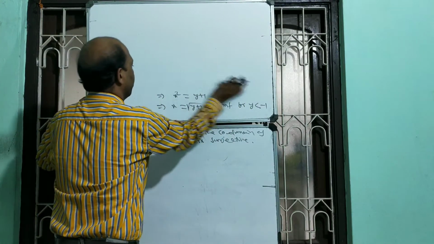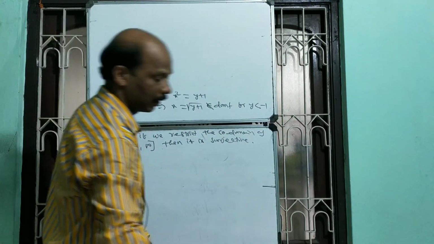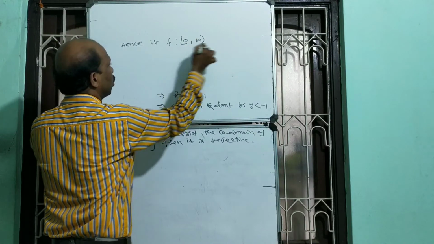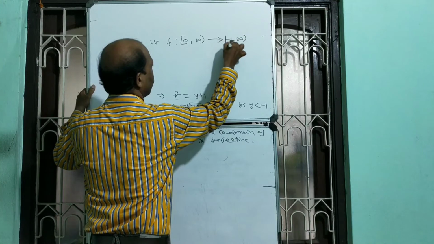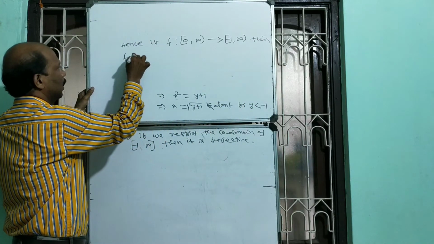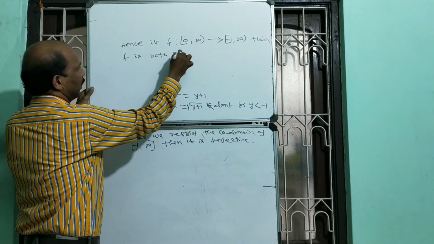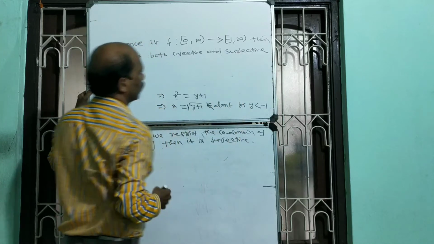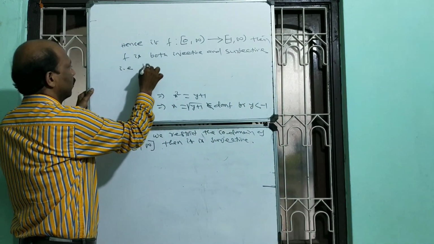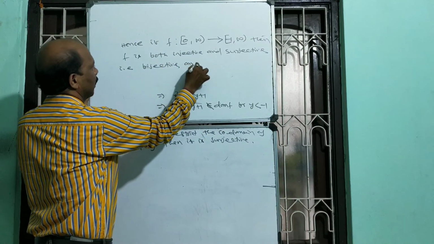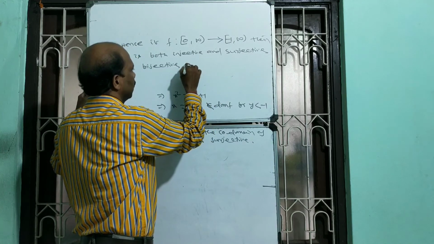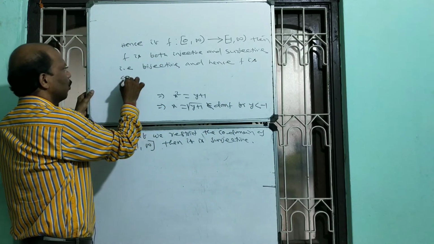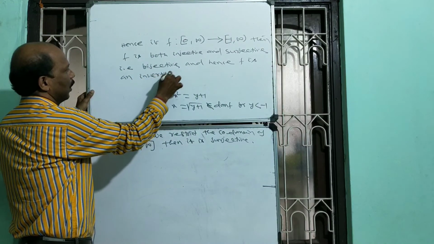Hence, if f maps from 0 to infinity, with this domain, to the codomain minus 1 to infinity, then f is both injective and surjective, that is bijective, and hence f is an invertible function.